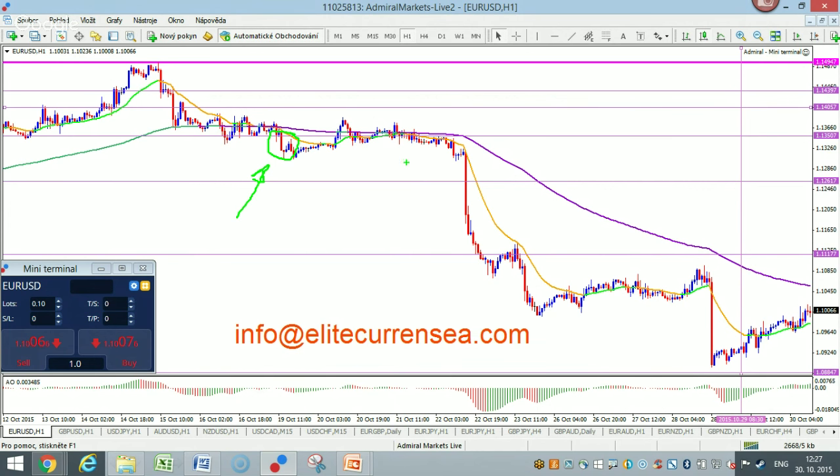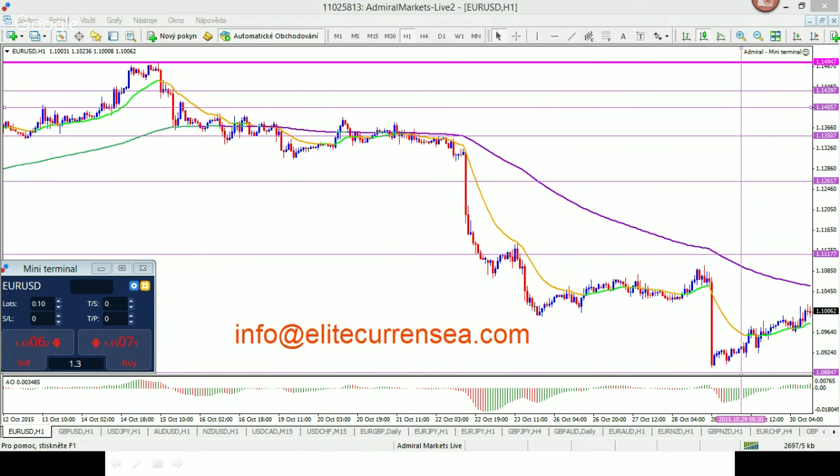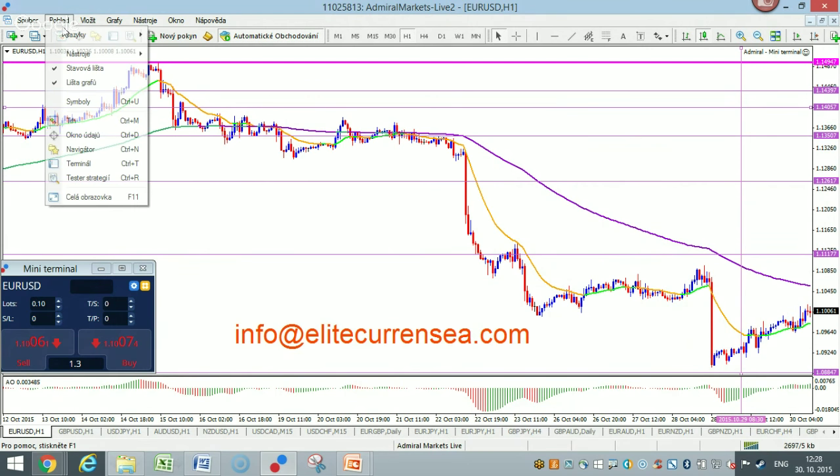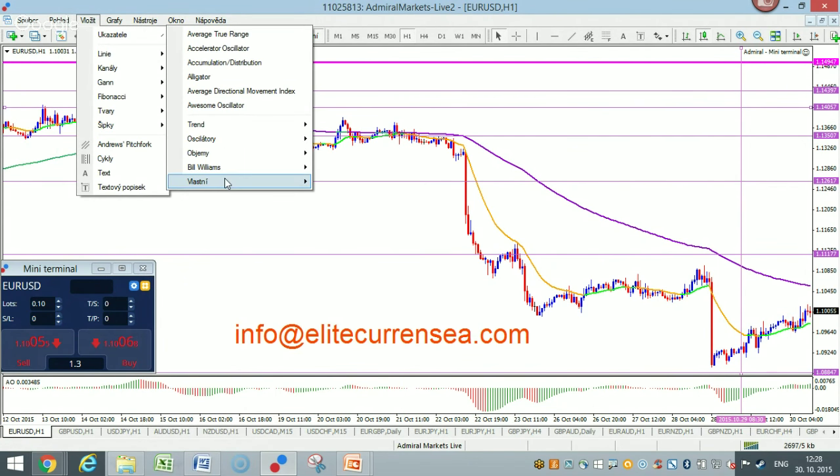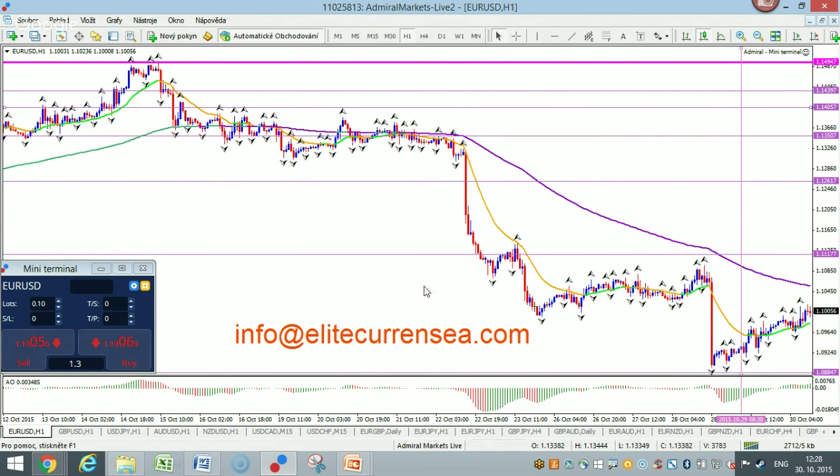And I use fractals often enough. Let's add fractals to show the tops and bottoms a bit better. There we go. And you can see when we break these bottoms right in here, that's when we start the breakout trade. Okay, so that's what I consider a break of the third level.